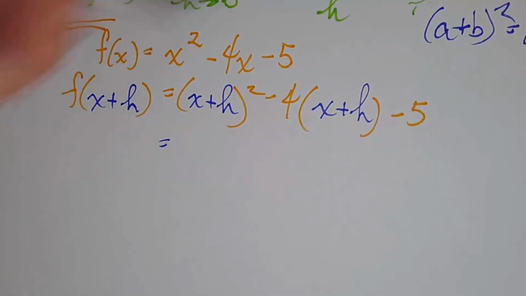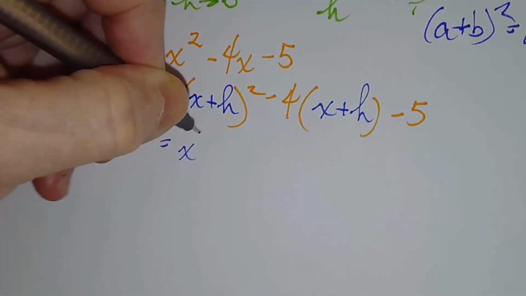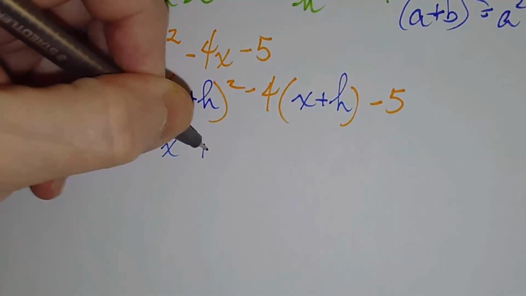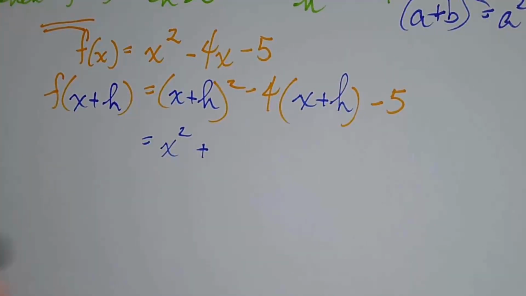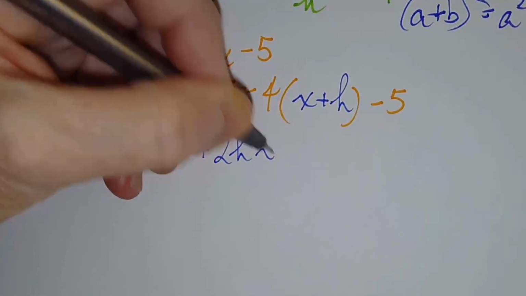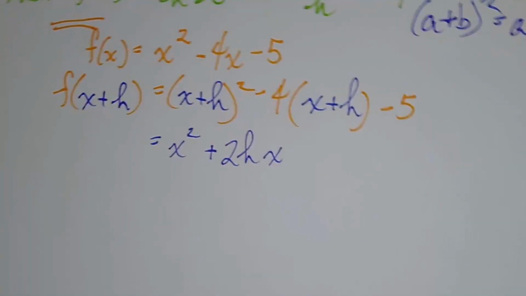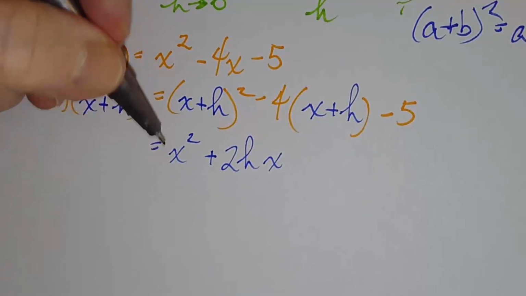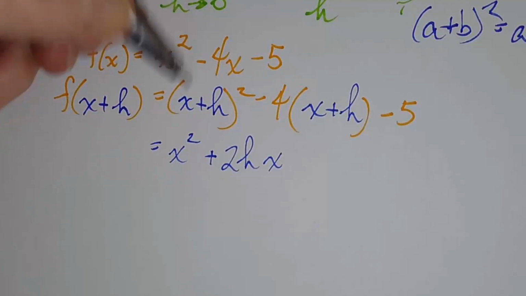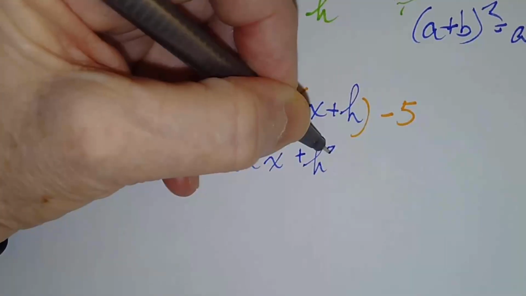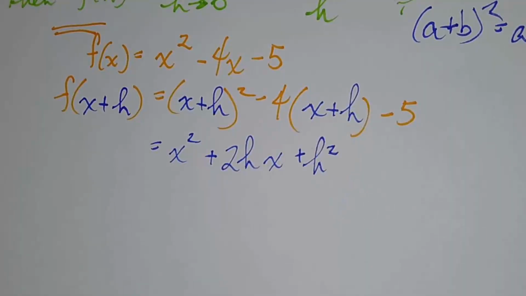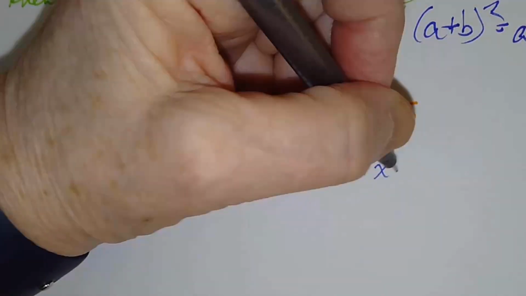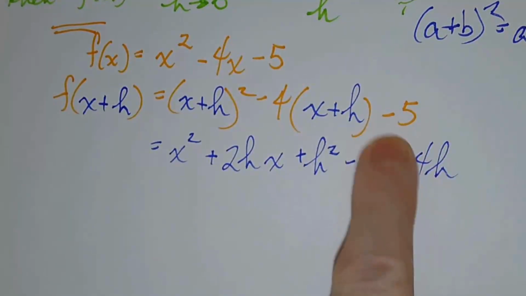All right. Well, so that gives us first thing squared, that's X squared. First times second times 2. I'm going to put the H in front of the X because X is a variable and H is something that can be controlled. Otherwise, we couldn't have a limit on it. So we've got X squared plus 2HX plus H squared. Now, negative 4 times X, negative 4 times H, and a negative 5.